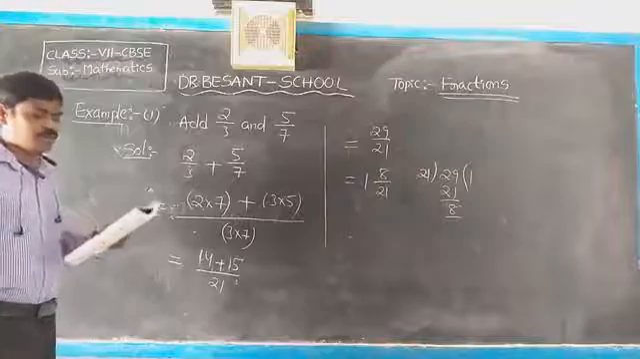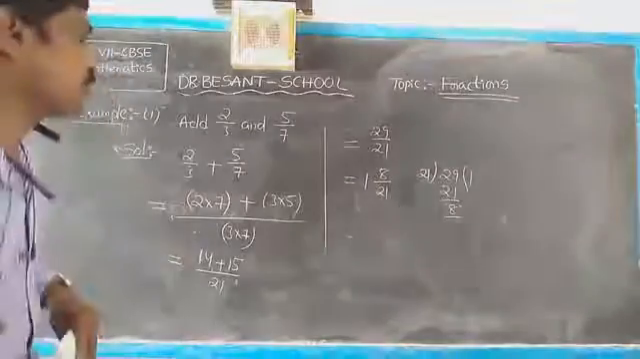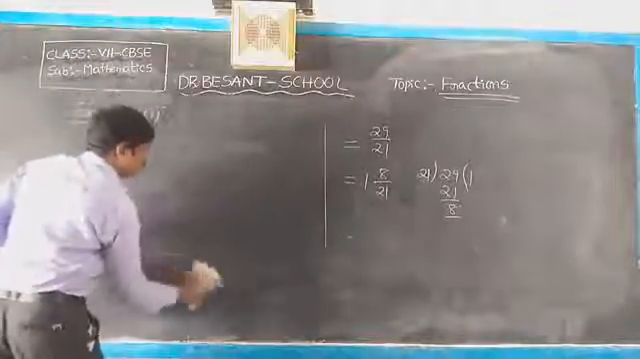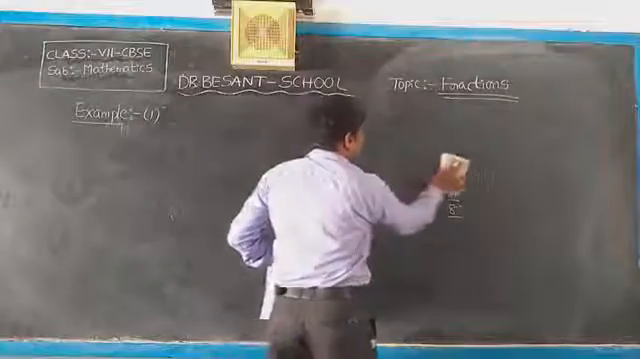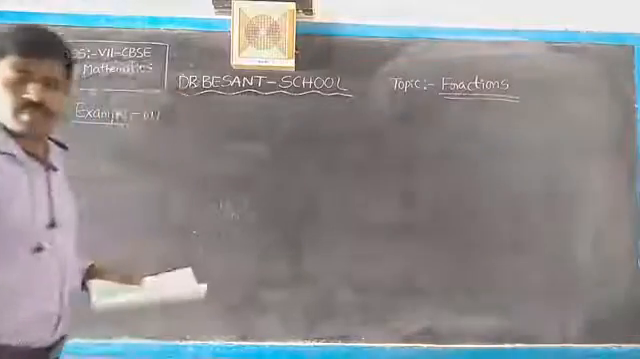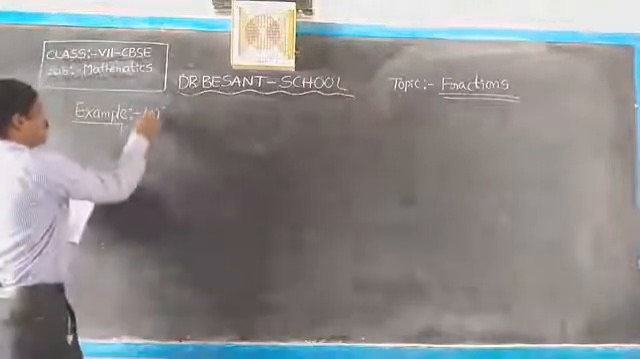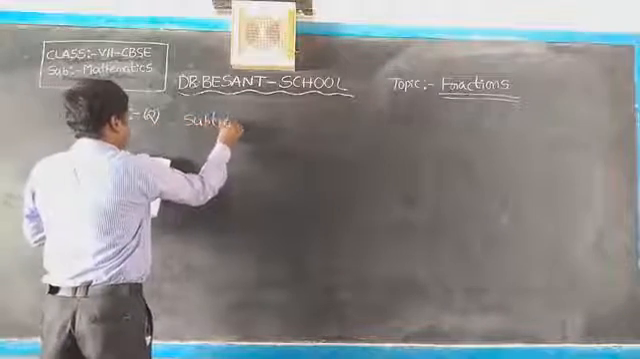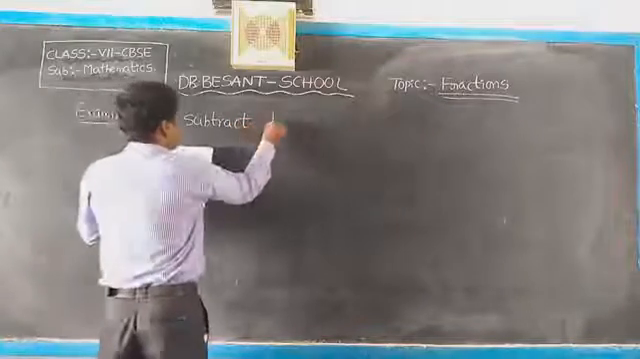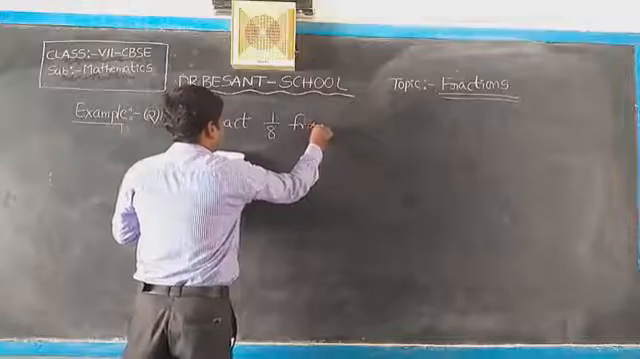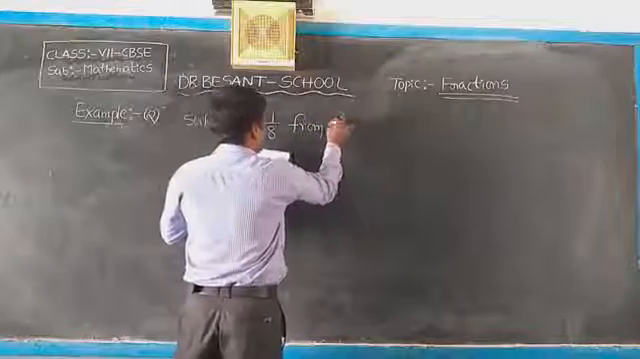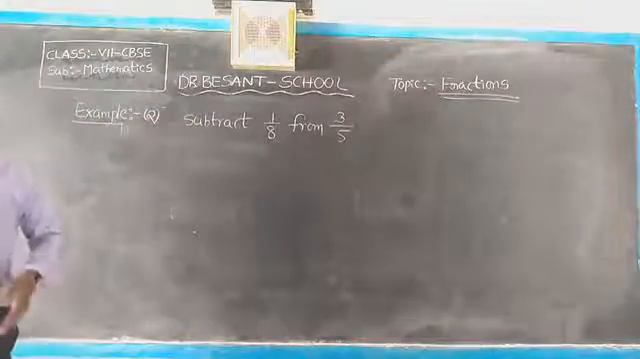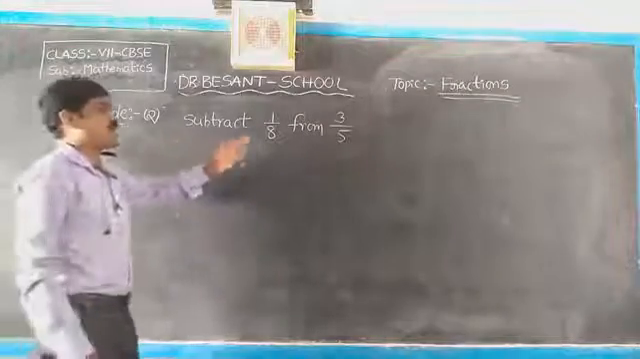Come to example 2. Example 2: subtract 1 by 8 from 3 by 5. Subtract 1 by 8 from 3 by 5.